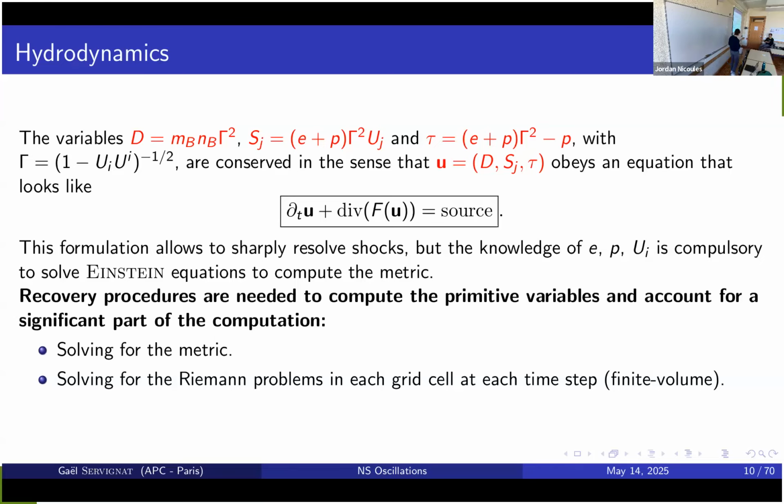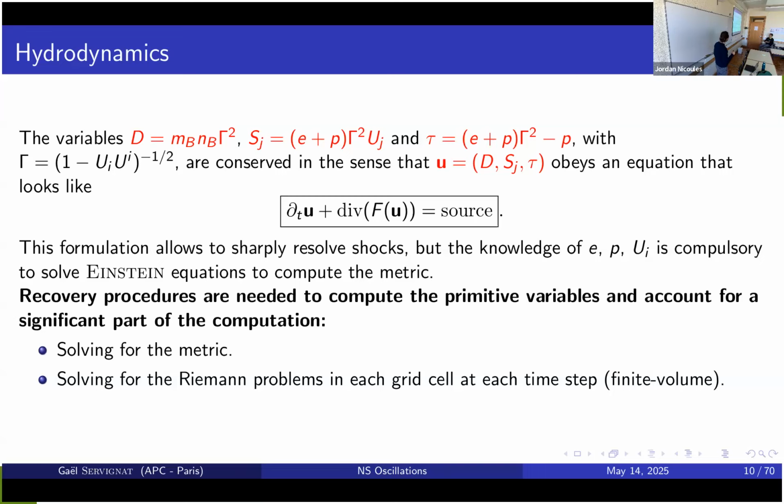the metric solvers. But you really need, at each step, to go from this vector of conserved variables to the set of physical variables, which we also call primitive. These variables are needed because they explicitly enter in Einstein equations. Also, if you use finite volumes discretization, which a lot of people do, you solve some Riemann problems in every grid cell at every time step to do some reconstruction. So this is again more computation. So let's say we don't want it.